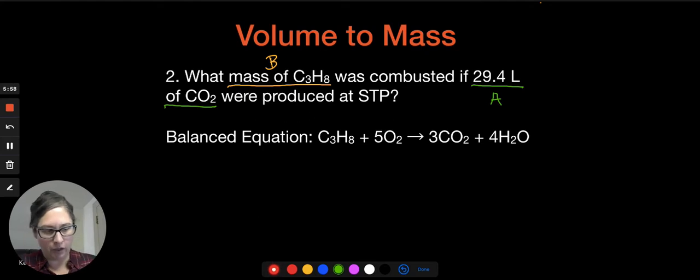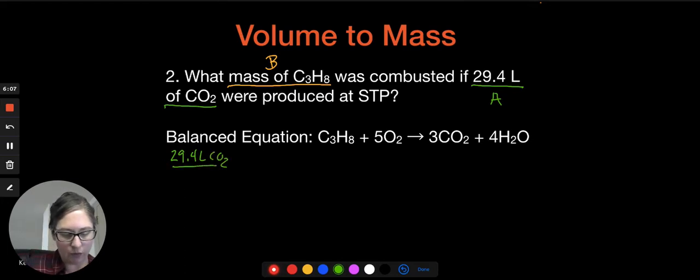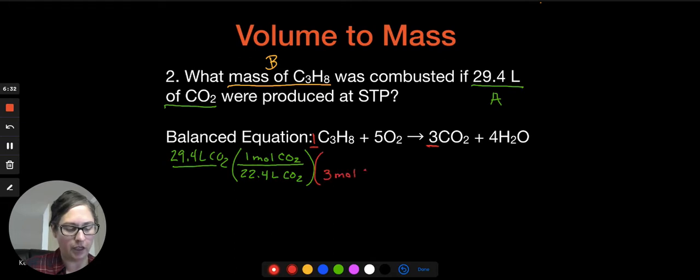All right, we're going to start with our 29.4 liters of CO2. We have 22.4 liters of CO2 for every 1 mole of CO2. All right, mole ratio, 3 moles of CO2 for 1 mole of C3H8. So we're going to do 3 moles of CO2 to cancel the moles of CO2 on the top for 1 mole of C3H8.